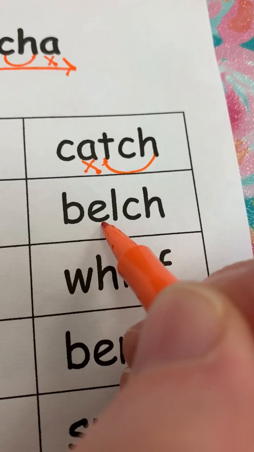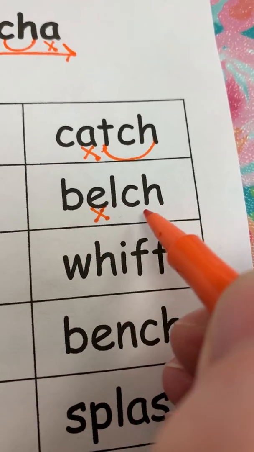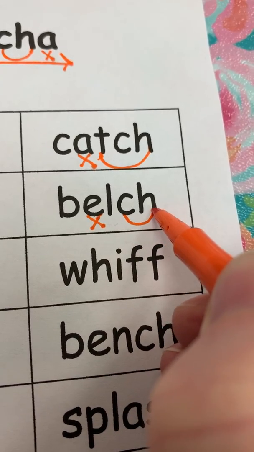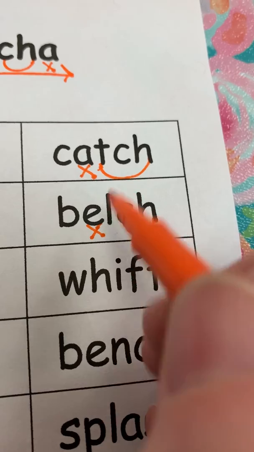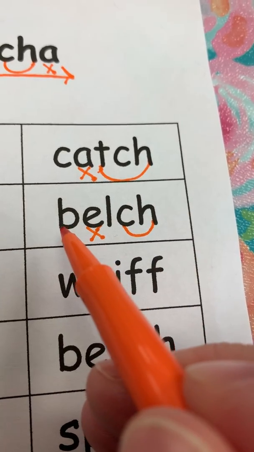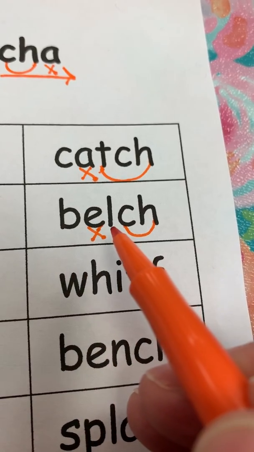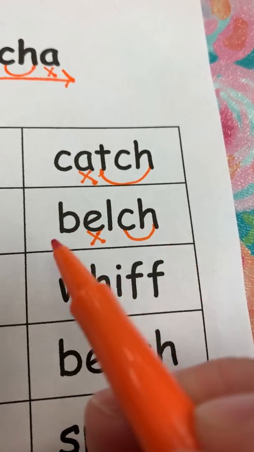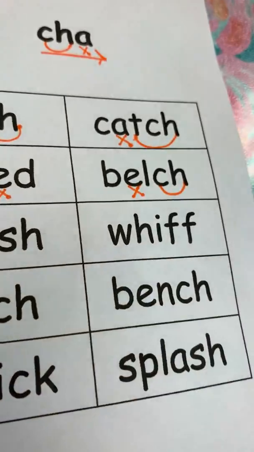Okay, next word, we mark our L first, we mark our vowel E first. And at the end of this word, we have just a CH. It's not a TCH this time, it's a CH. So we will have to make this L sound. So let's do our slide first. Be, let's add the L. Bell, belch, belch. When you belch, you say, excuse me, all right?